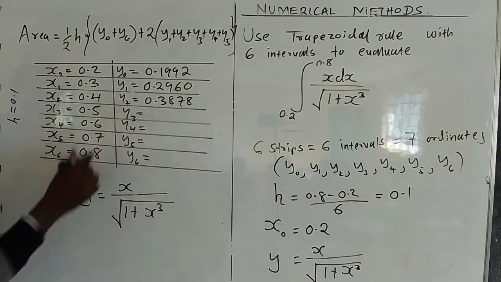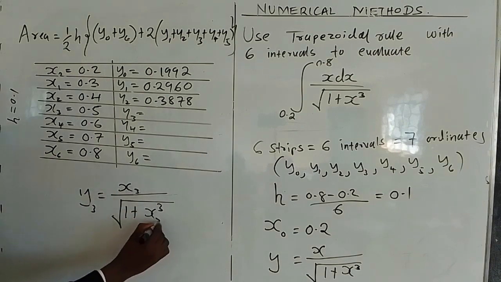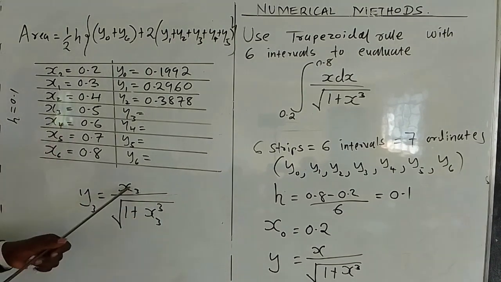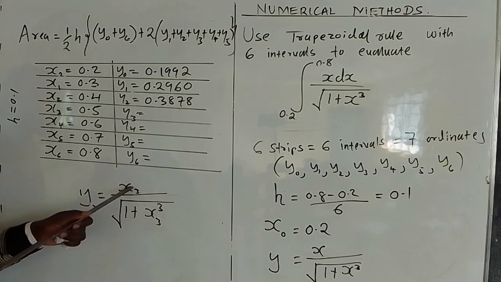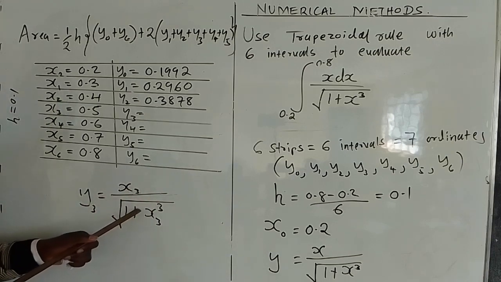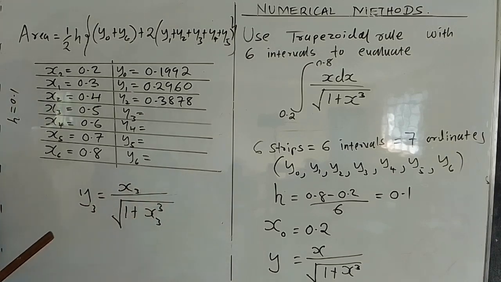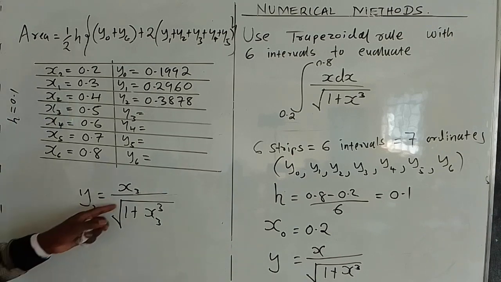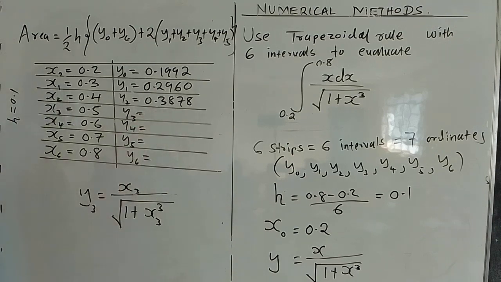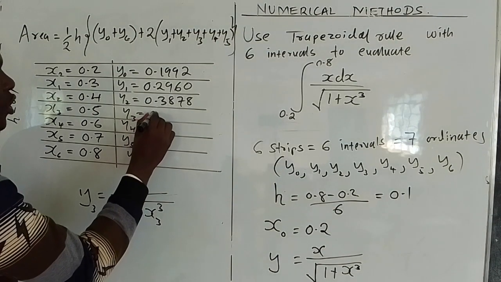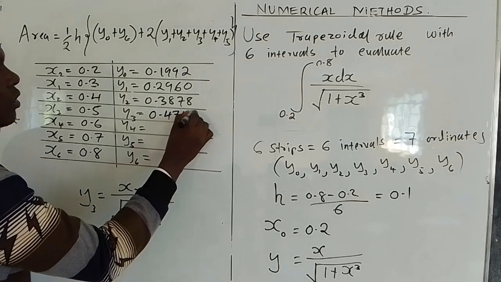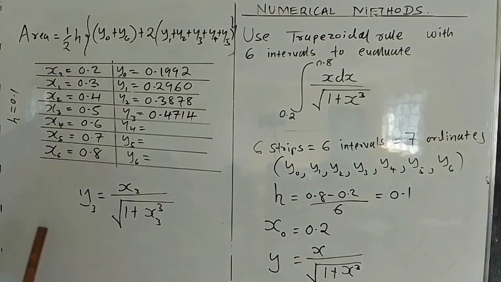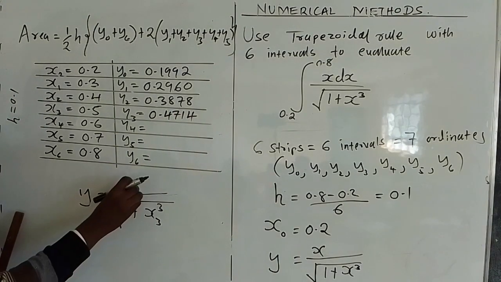We now want y3. When this is y3, that is x3. So can you substitute the value of x3, meaning x3 is 0.5, 0.5 over square root of 1 plus 0.5 cubed. What do we get to be the value of y3? 0.4714. So can you continue with the same procedure and get me the values?